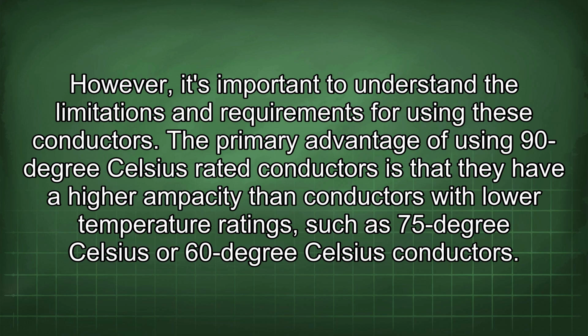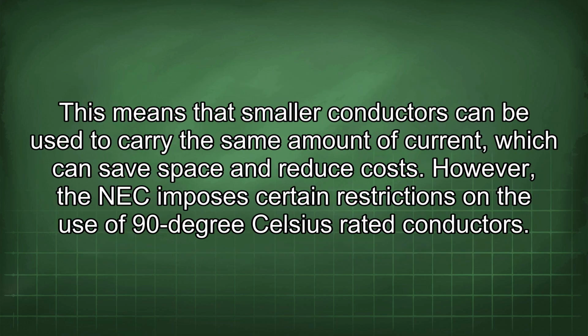The primary advantage of using 90 degrees Celsius rated conductors is that they have a higher ampacity than conductors with lower temperature ratings, such as 75 degrees Celsius or 60 degrees Celsius conductors. This means that smaller conductors can be used to carry the same amount of current, which can save space and reduce costs. However, the NEC imposes certain restrictions on the use of 90 degrees Celsius rated conductors.